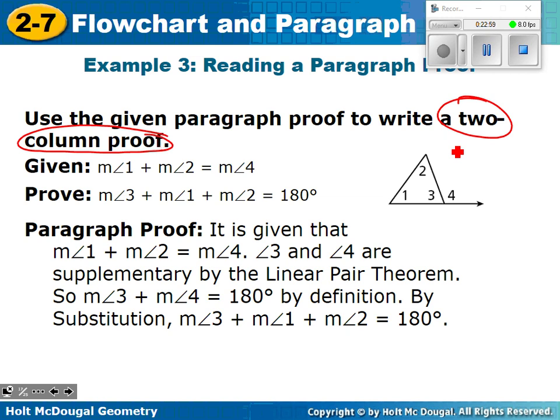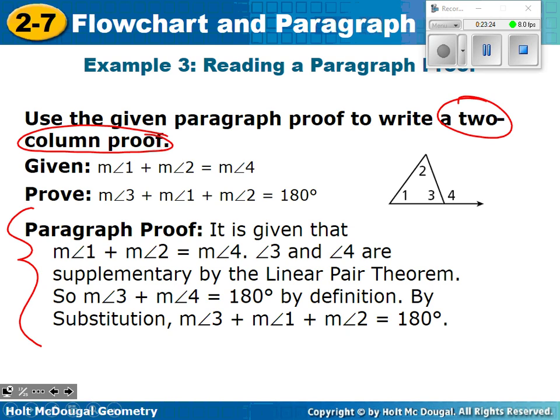Okay, so here is a paragraph proof. Let's look at how it looks. Notice it's in complete sentences. There are periods. There's capitalization. Your goal is to go through and pick out the statement and the reason and write it in 2 columns. So read your first sentence. It is given that the measure of angle 1 plus the measure of angle 2 equals the measure of angle 4. What's the statement?